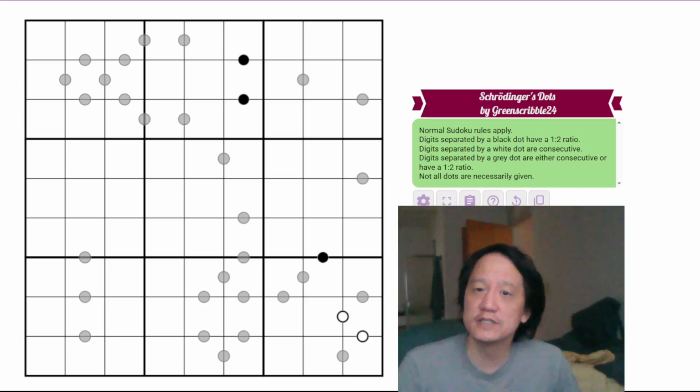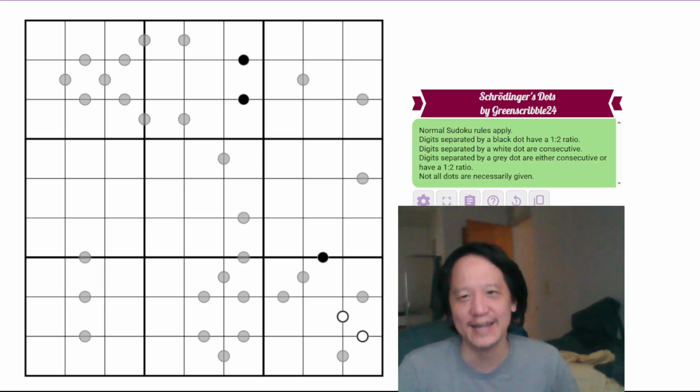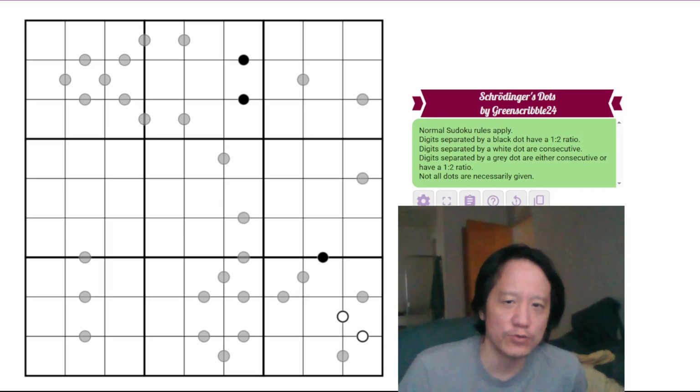And take that easiness with a grain of salt because it's considered easy by the people on the Logic Masters Germany forum, and there's a lot of really smart people there. Today's puzzle is called Schrödinger's Dots by Green Scribble 24. And here are the rules.